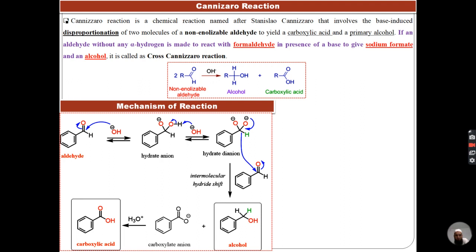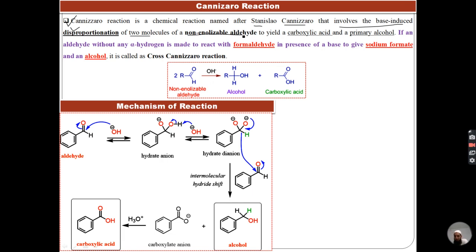So let us now define the Cannizzaro reaction. The Cannizzaro reaction is a chemical reaction named after the person who designed it, that is S. Cannizzaro. This is the name of the scientist. So what it does, it involves the base-induced disproportionation of two molecules of non-enolizable aldehyde, which we were just discussing.